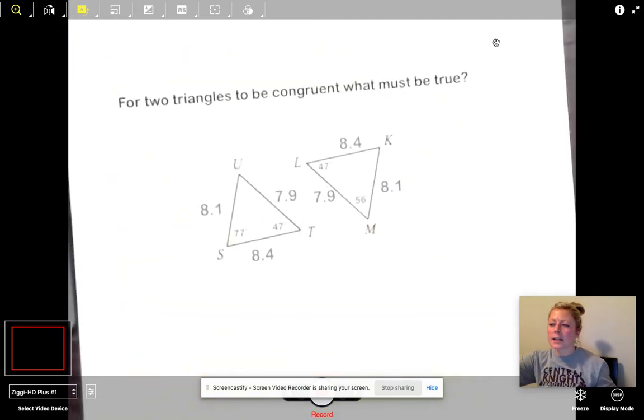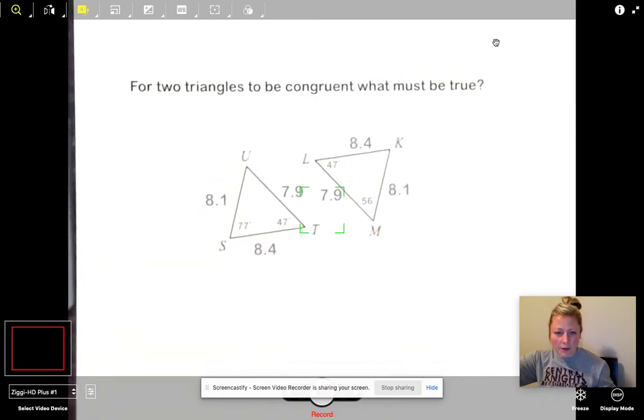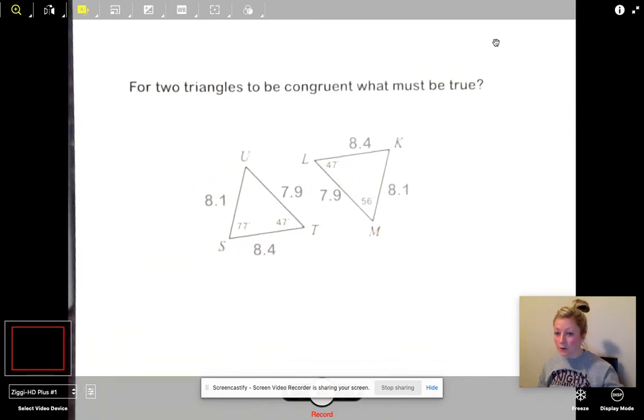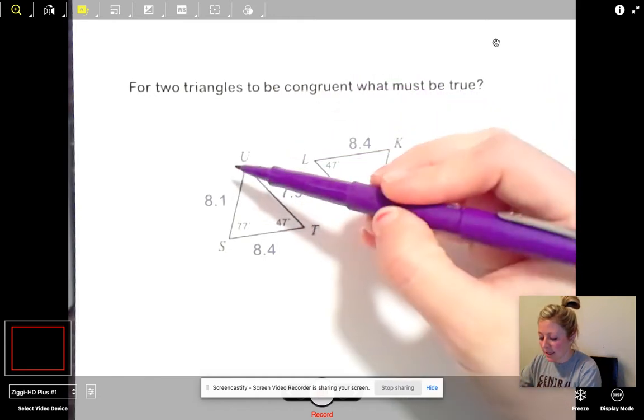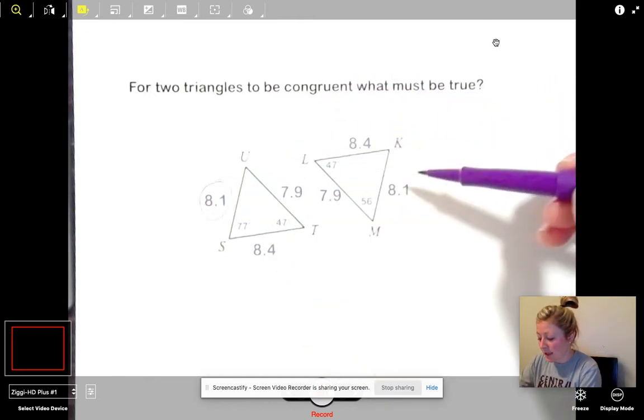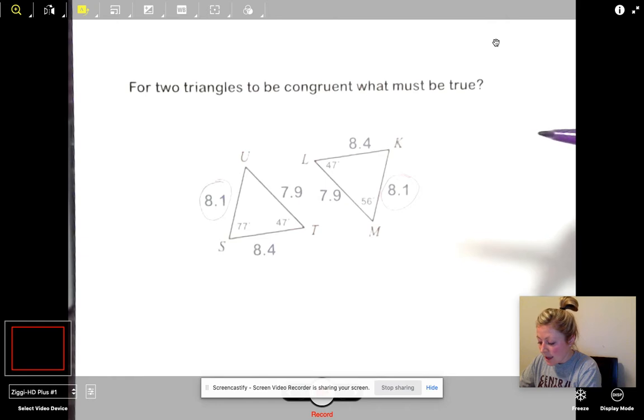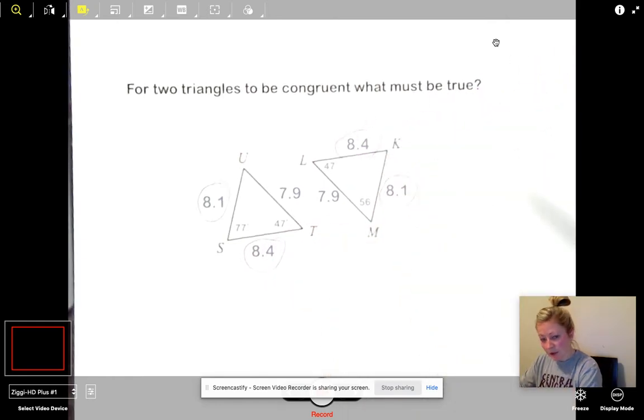So up until today, we know that in order for two triangles to be congruent, what must be true? Well, they have to have three pairs of congruent sides and three pairs of congruent angles. So if we look here, I want to use a colorful color like purple so it stands out. We see that US is 8.1 and KM is 8.1. And then we notice that ST is 8.4 and LK is 8.4.